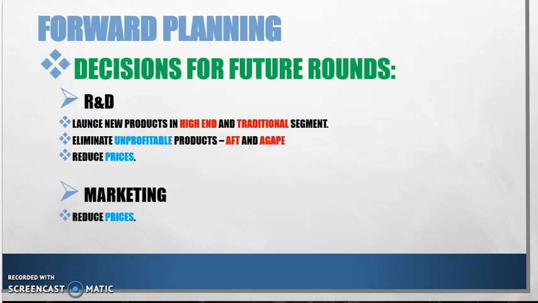So, the final part is the decisions for future rounds. In the next coming rounds, our team decided we will launch a new product called Aloha in the high-end segment. Plus, we will keep R&D on Apple, Acre and ADAM, and also get rid of AFT and AGAF due to low segment. We also want to introduce new products in traditional and low-end segments given the high demand and the strong knowledge of the company about this type of customers.